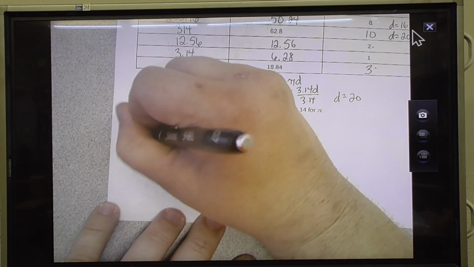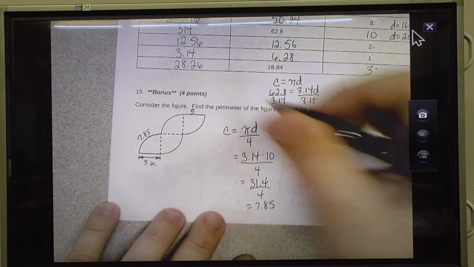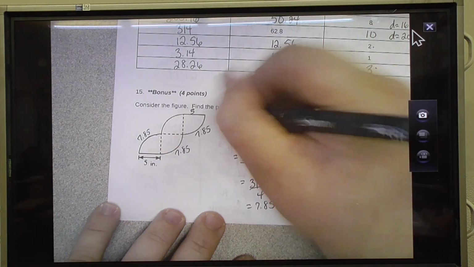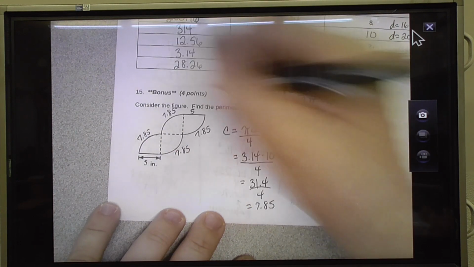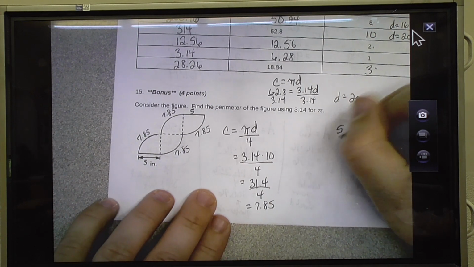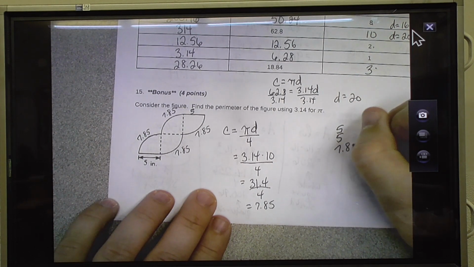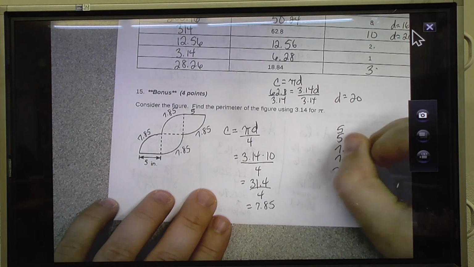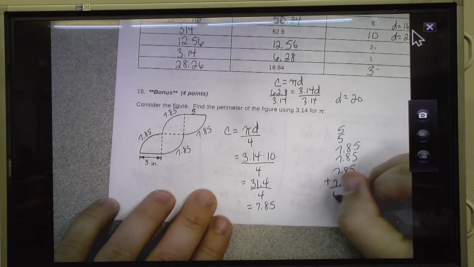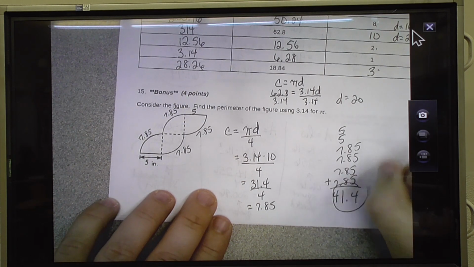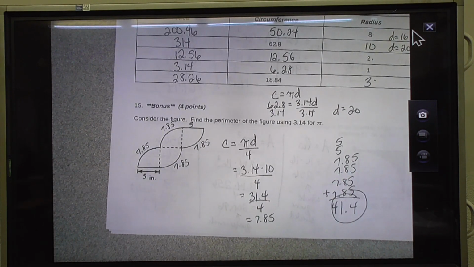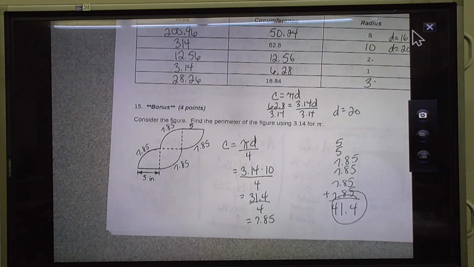So this outside piece, this little rounded part right here is equal to 7.85. This one's equal to 7.85. This one's equal to 7.85. And this one's equal to 7.85. So all I need to do to find a perimeter is add all those numbers up. So 5 plus 5 plus 4 7.85s. And when you add all those up, you get 41.4. And that is everything that you need to know about circles this year.